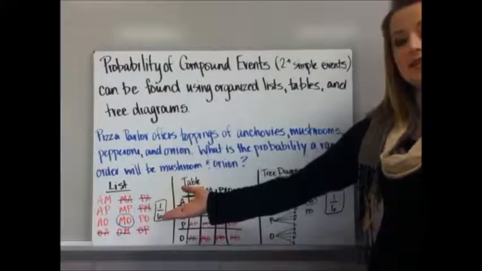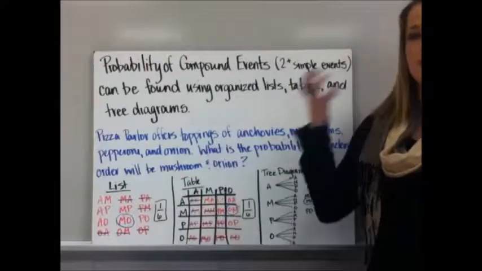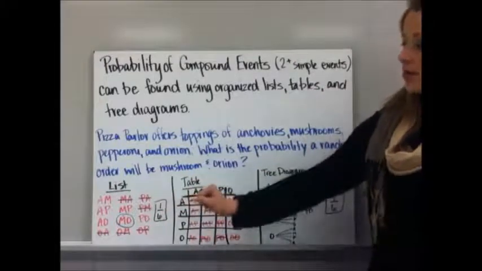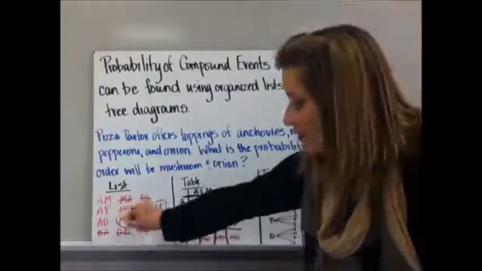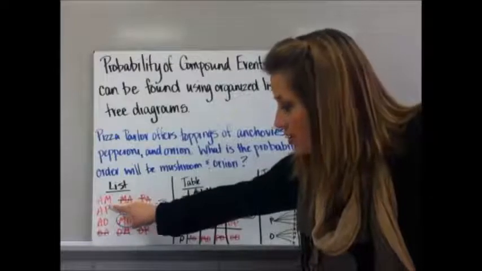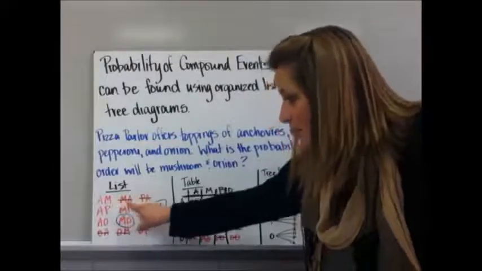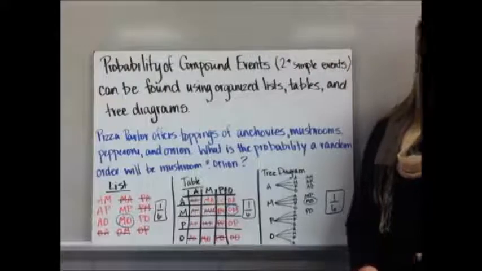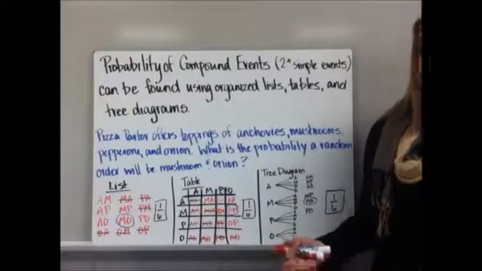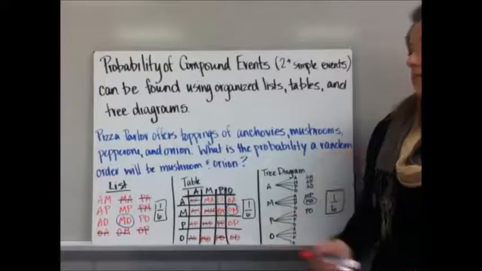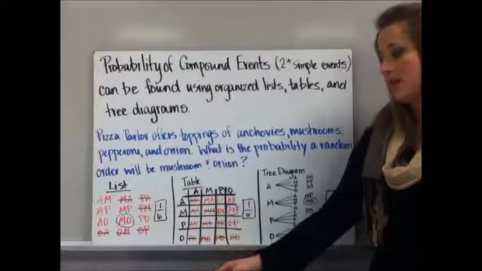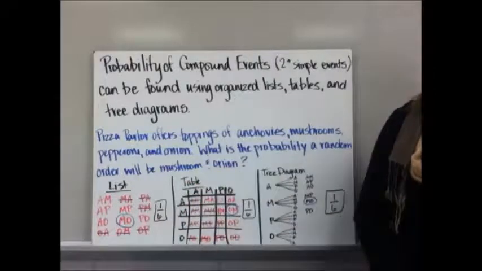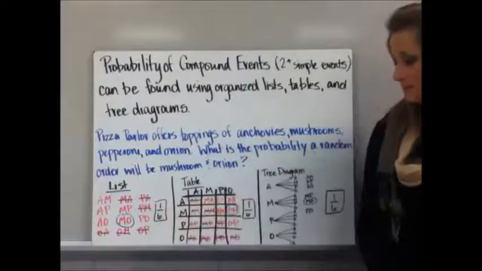With the list, I didn't list the duplicates of A, A, M, M, P, P, because I knew those wouldn't work. But I did go through and cross out the ones that have the same letters, just in different order. Anchovies and mushrooms, because like I said, if I were to order a mushroom and anchovy pizza, that's no different than if I ordered an anchovy and mushroom pizza. So after I marked those out, I looked to see how many of those fit the criteria, mushroom and onion, and that would be 1 of the 6 possibilities.